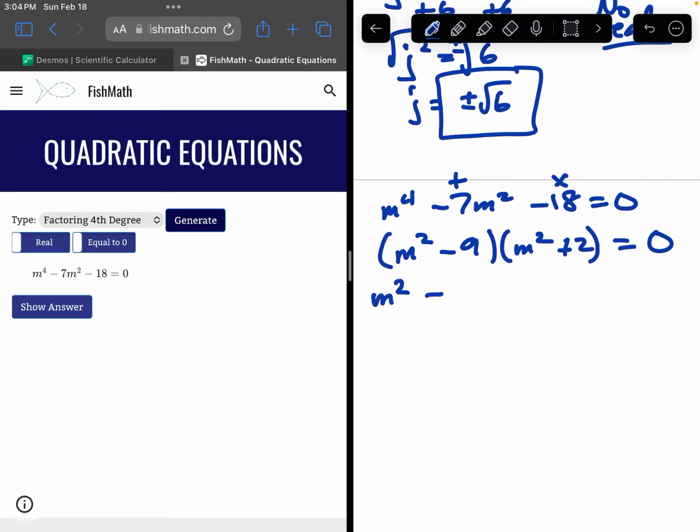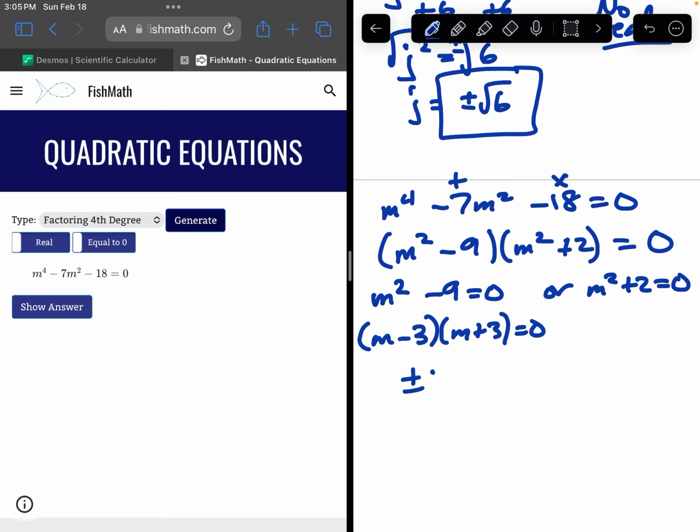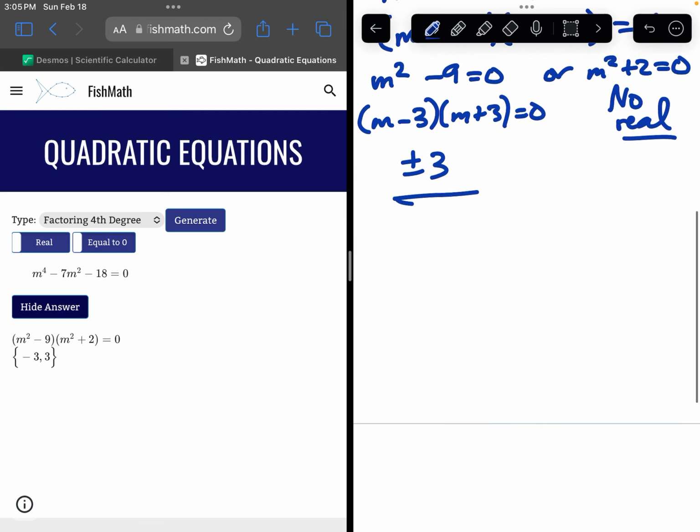From here, we're going to set each one equal to 0. So m squared minus 9 equals 0, or m squared plus 2 equals 0. This one you can actually factor again, m minus 3, m plus 3 equals 0, which will give you plus or minus 3 as possible answers. And this one would be no real solutions. So the only real solutions would be plus or minus 3.